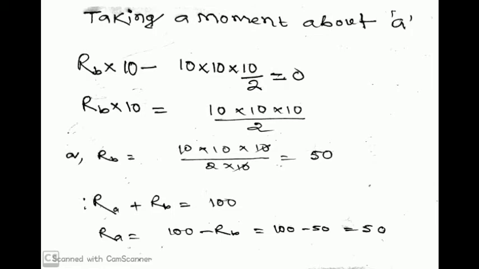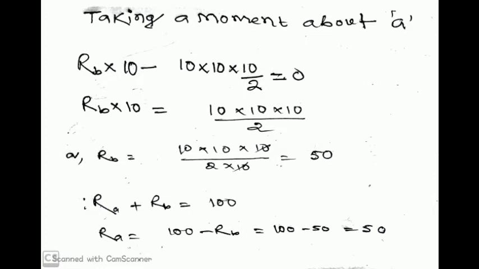After finding the value of RB, we put it in the equation RA plus RB is equal to 100, since the total load on the beam is 100. Putting the value of RB into the equation, we find the value of RA. RA is equal to 100 minus RB, that is 100 minus 50 is equal to 50 Newton. That means the reaction at RA is 50 and RB is also 50.